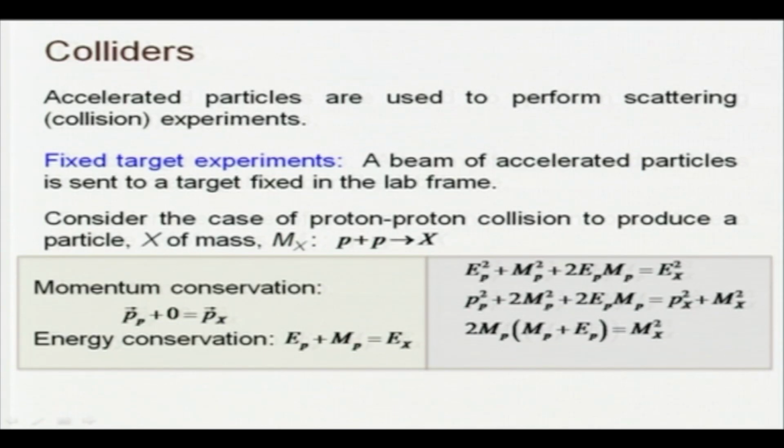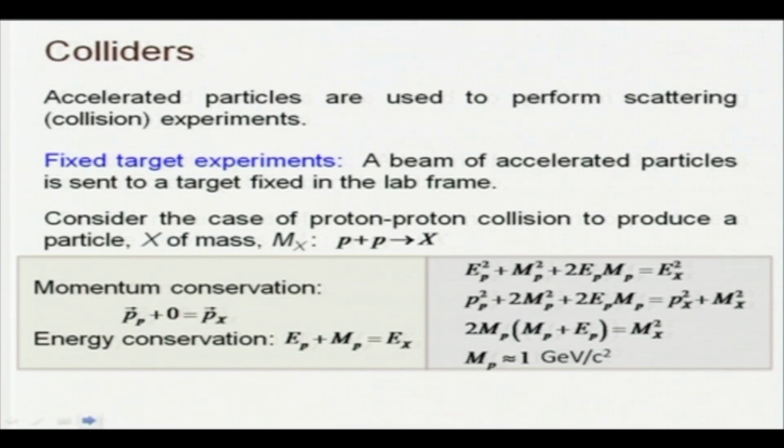Pp square is equal to Px square on the left hand side and the right hand side respectively, which can be cancelled. And then you have the rest of it: 2 Mp times (Mp plus Ep) equal to Mx square. Now, let us assume the proton mass is approximately 1 GeV per c square. It is 938.5 MeV, to be more accurate, but let us take it to be approximately 1 GeV.